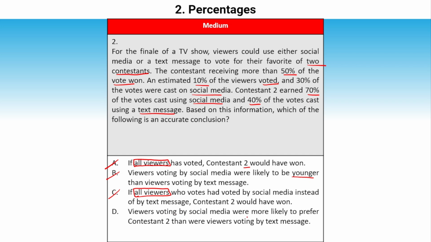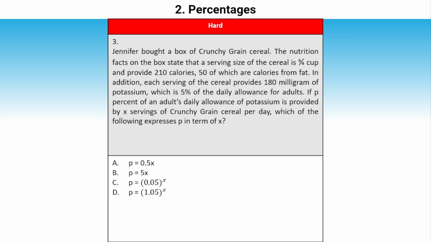Viewers voting by social media were more likely to prefer contestant 2 than were viewers voting by text message. They, 70% on social media voted. Text message was about 40%. This is less, so that is the answer. So let's move to the next one.